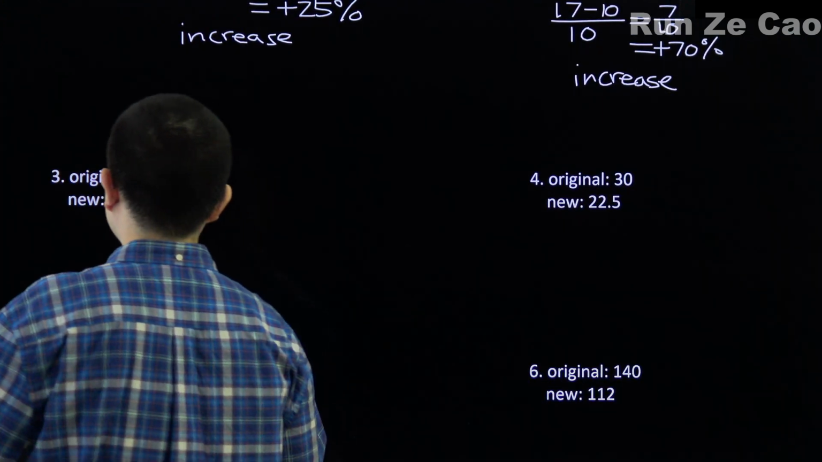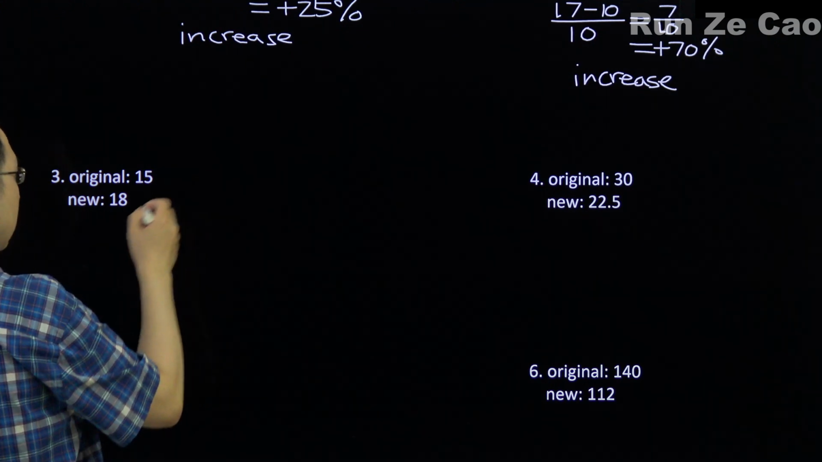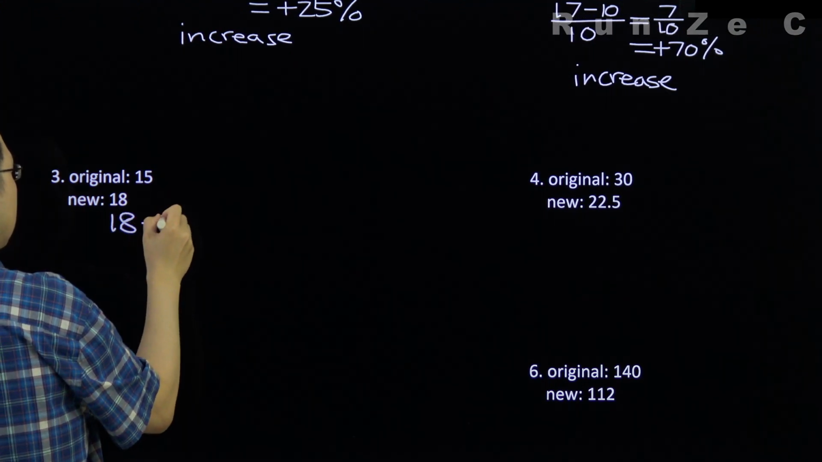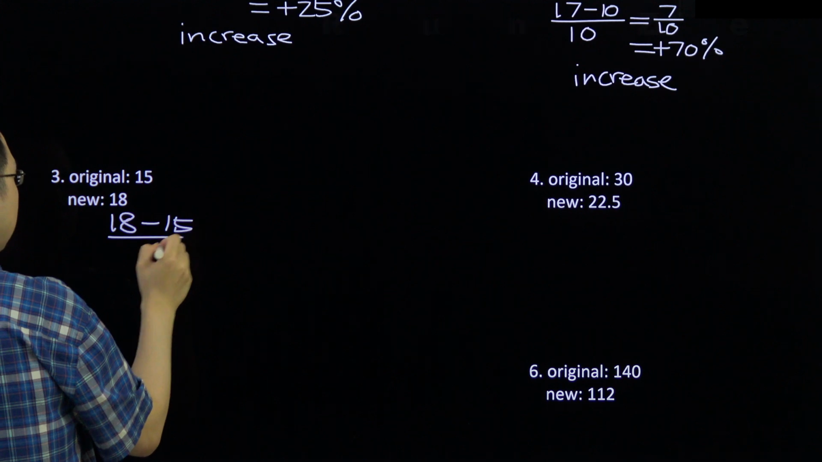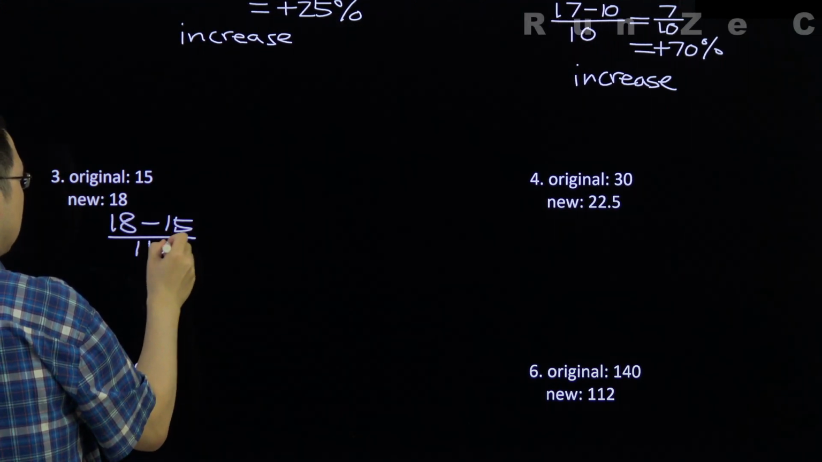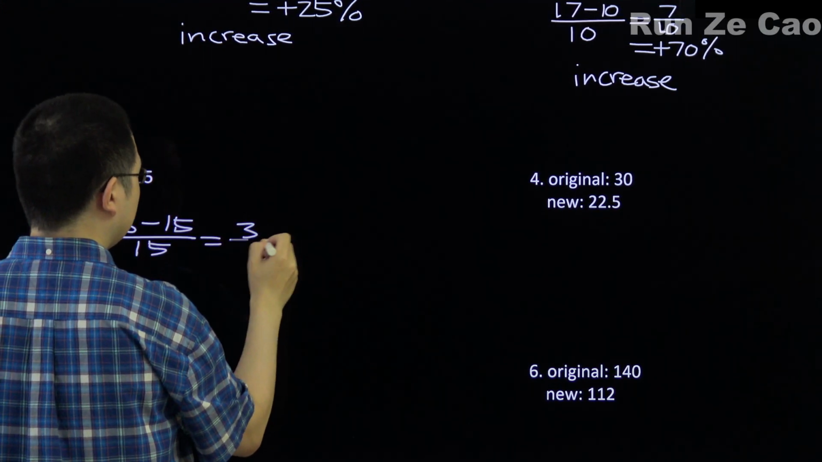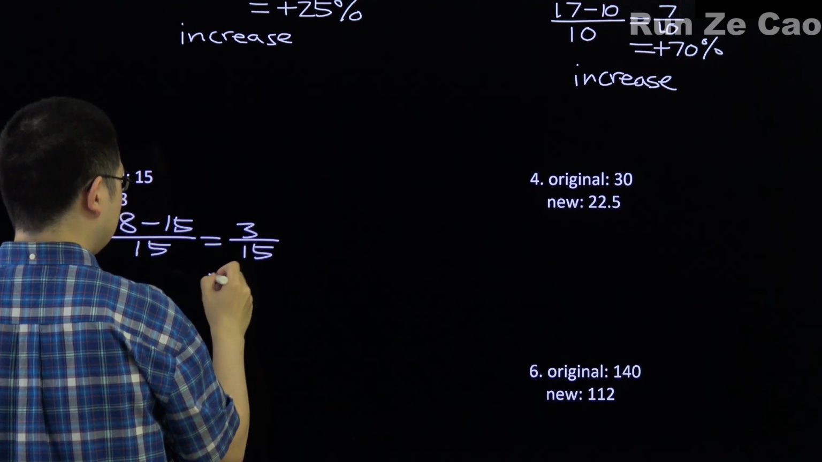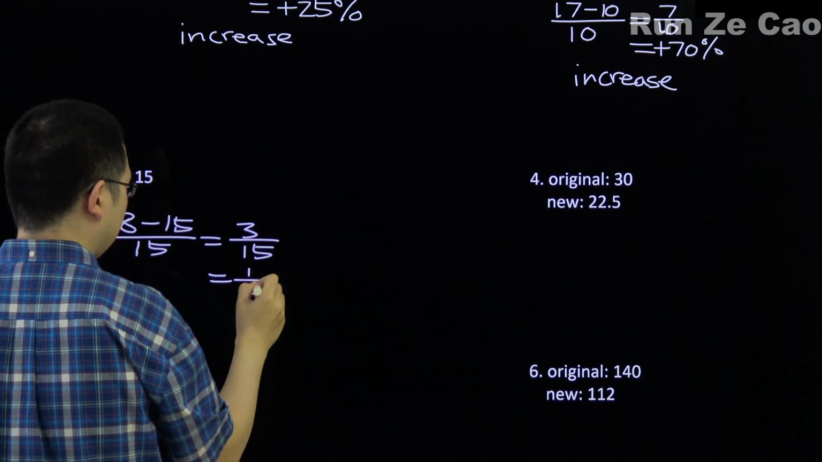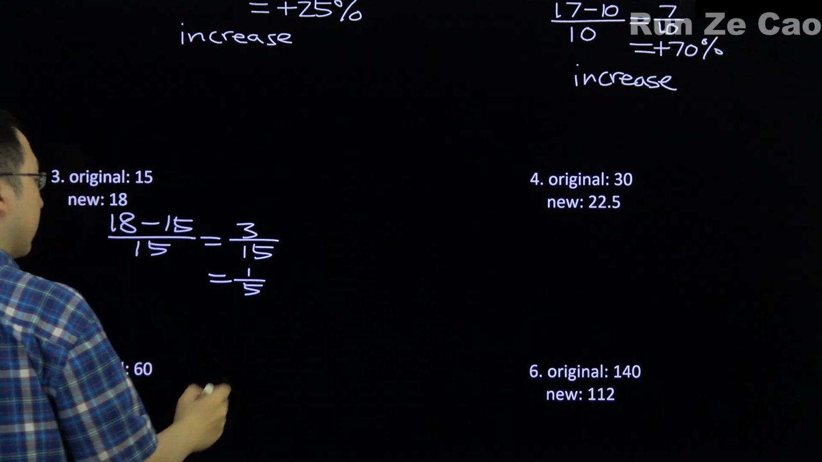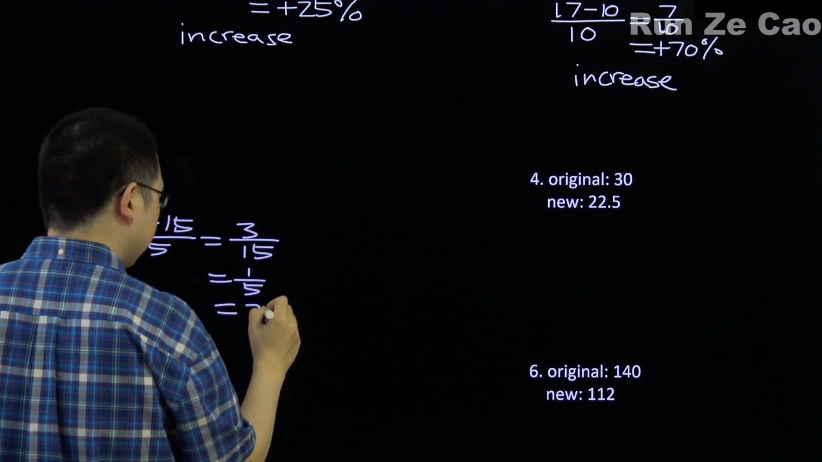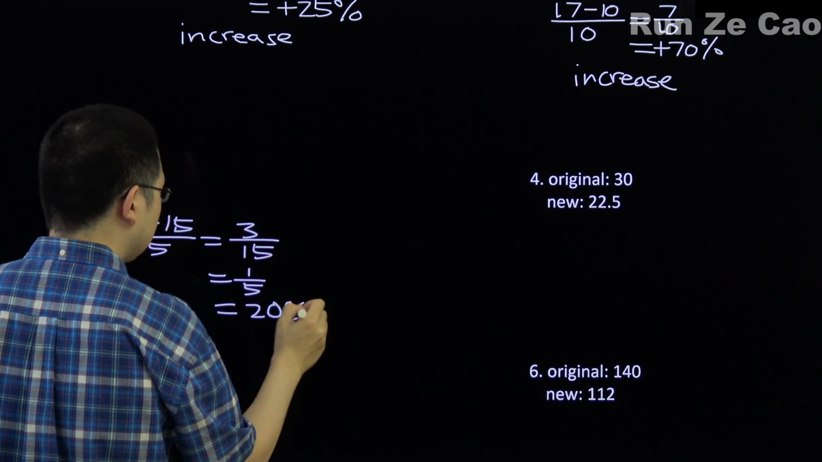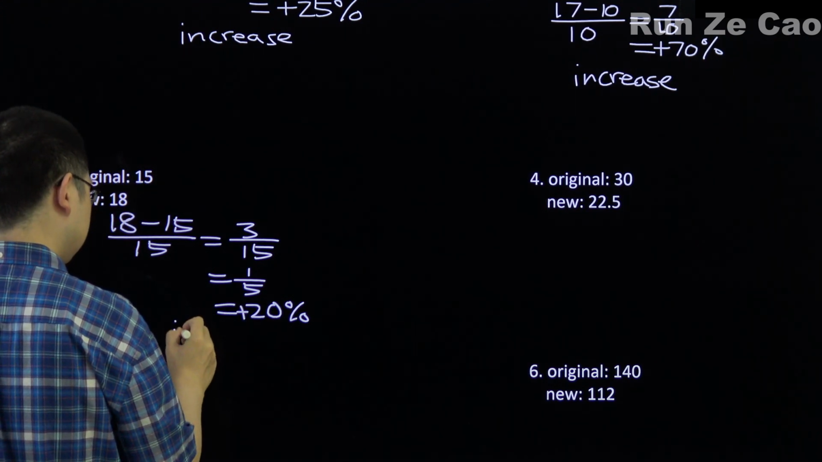Now let's say we go from 15 up to 18. Well, the difference is positive 3, and divided by the original, that's 3 over 15, which is equal to 1/5. And that's 20% increase.